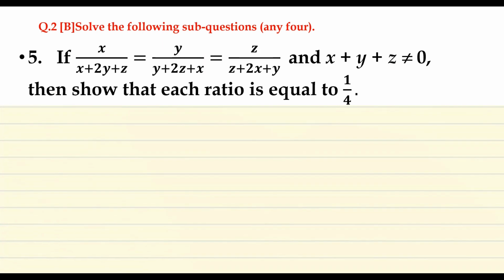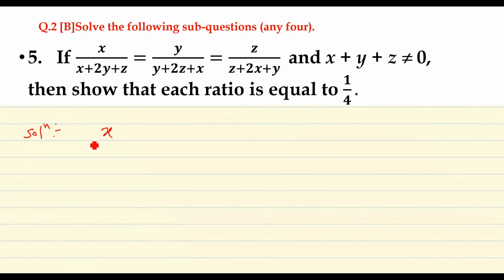Now move to question number 5. Here we have ratio number 1, ratio number 2, and ratio number 3. These three ratios are equal. This says that all these three ratios are equal, and if you add these three, the sum of the variables or the sum of the numbers will not be definitely 0, then show that each ratio is equal to 1 by 4. For this particular question, I will apply the theorem on equal ratio method.